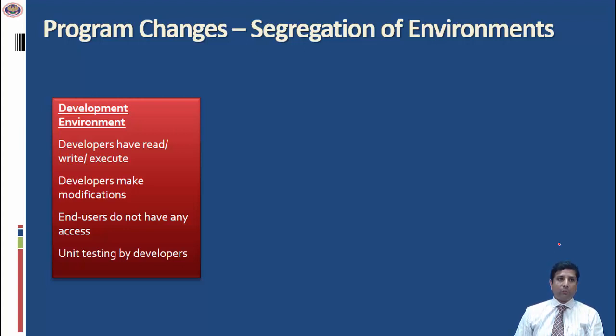In a development environment, typically only the developers or the programmers will have access. They will have access to read, write and execute the programs. Developers can make modifications and changes to the existing programs. End users normally should not have access to the development environment, and in this environment, the developers also carry out their testing. Once the unit testing is completed by the programmers, the change moves into the test environment.